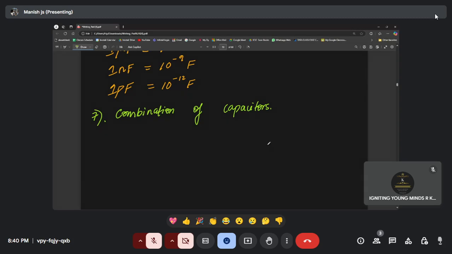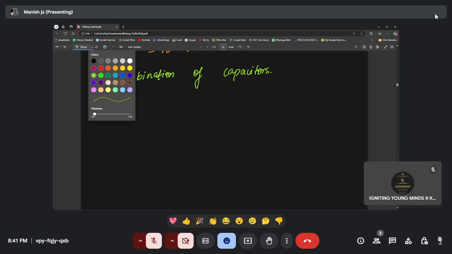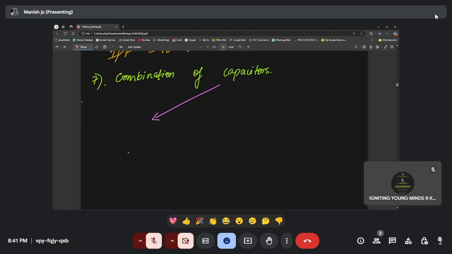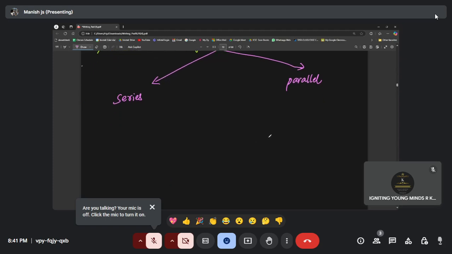So capacitors can be combined, or you can connect them in different configurations. Two different types you can connect them. What are the different ways of connecting or combining capacitors? The two prominent methods in which capacitors can be joined together are series combination, and the second one is parallel combination. So there are two different combinations. One is series and the other one is parallel.